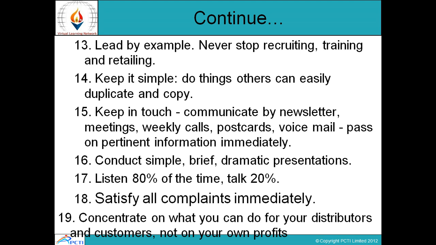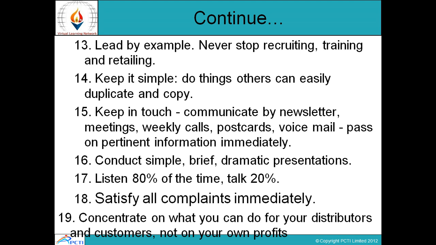Conduct simple, brief, dramatic presentation. Listen 80% of the time and talk 20%. This is a wonderful concept. Every time the person who is involved in the business or is a part of network marketing, he must be a good listener also. Means 80% of the time he or she must spend just listening, and 20% should be the ratio of talking. Satisfy all complaints immediately.